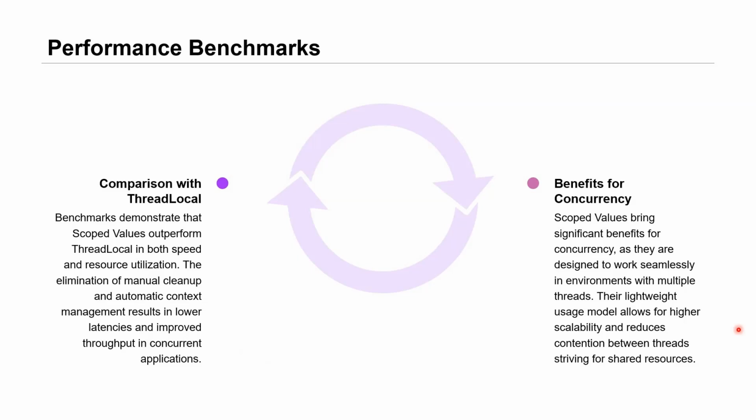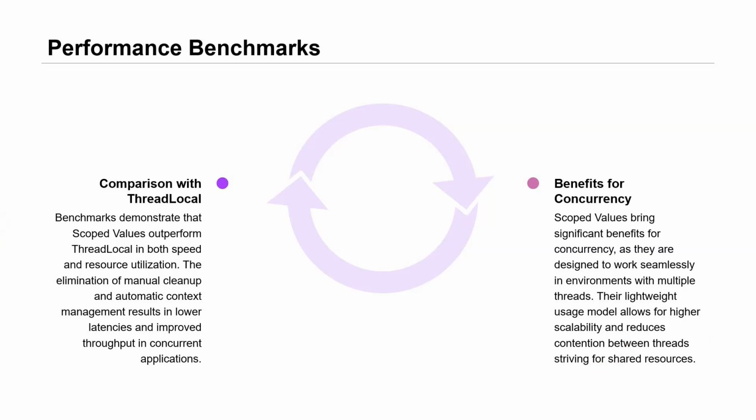Scope values bring significant benefits for concurrency as they are designed to work seamlessly in environments with multiple threads. Their lightweight usage model allows for higher scalability and reduces contention between threads starving for shared resources. So this is the kind of benefit.